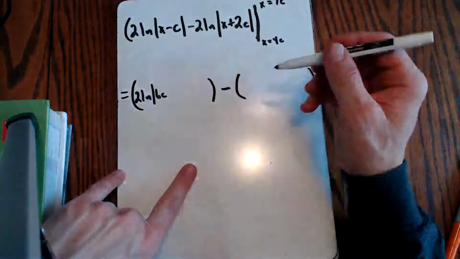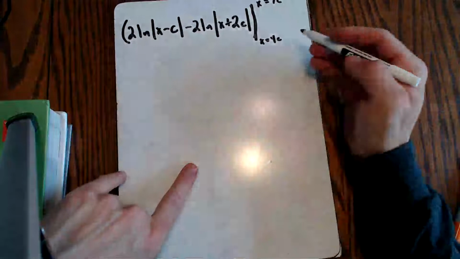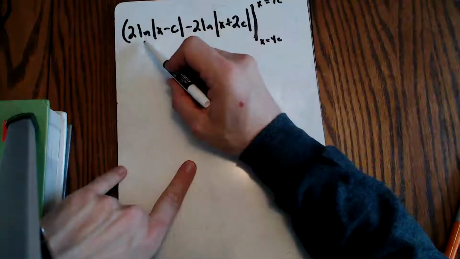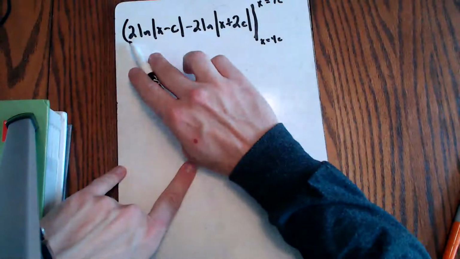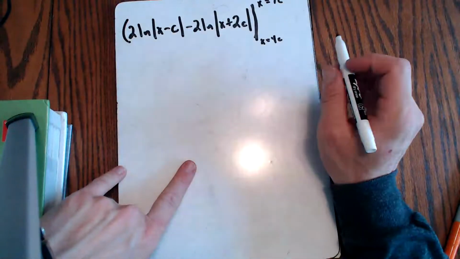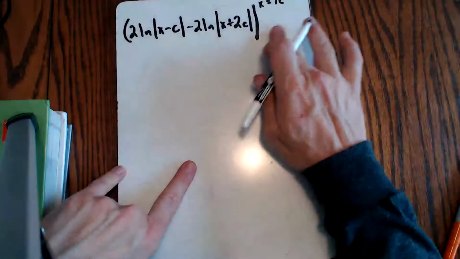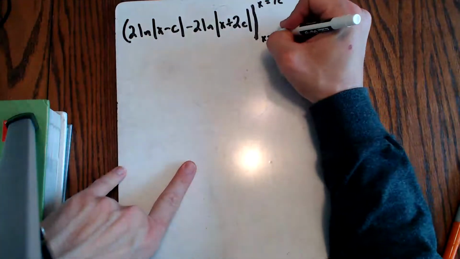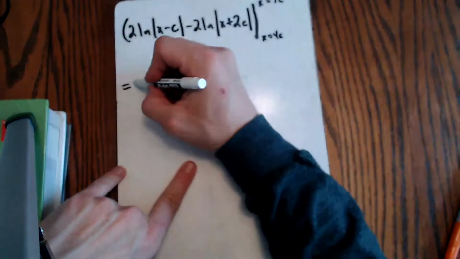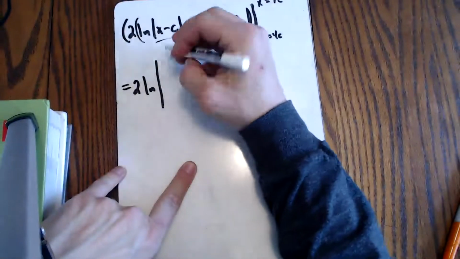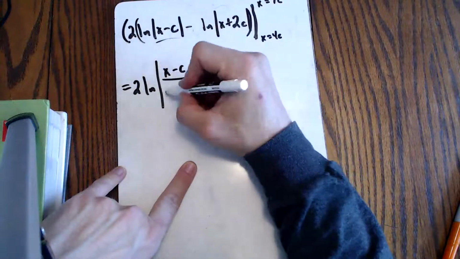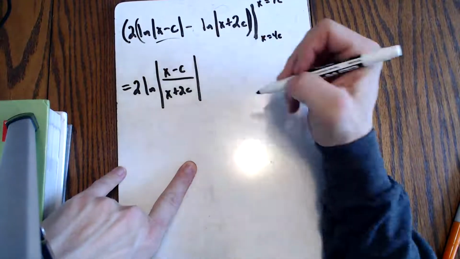Oh, you know what we could do? Before I plug in, let me use the properties of logs. Factor out the common factor of 2, and then a difference of logs is the same as the log of a quotient. That's just going to help here. It'll make things as simple as possible.